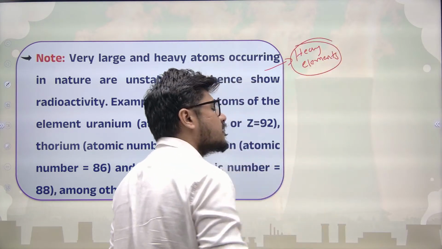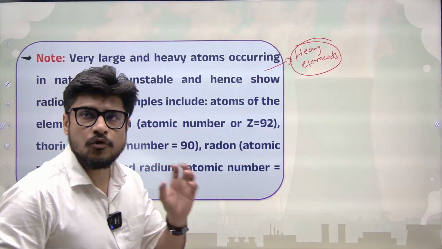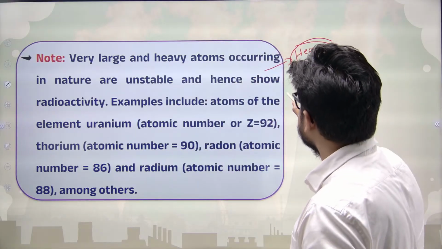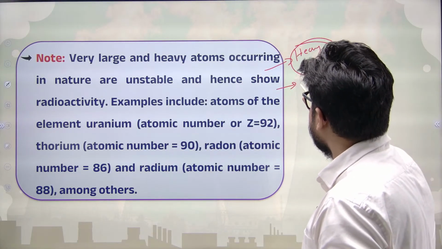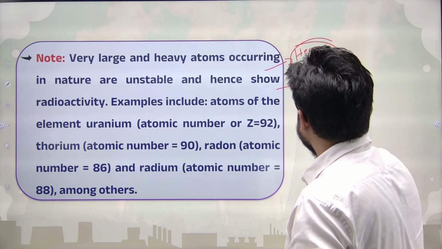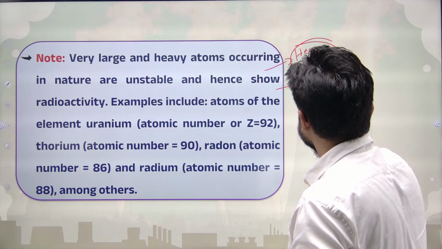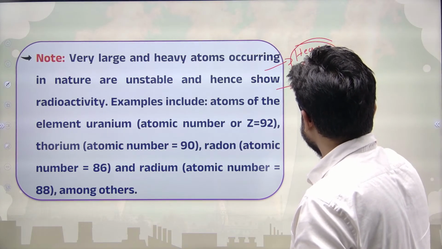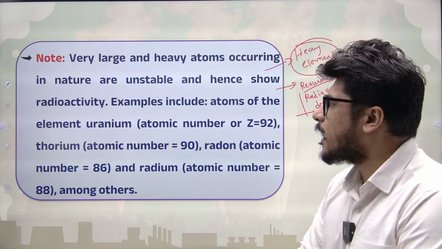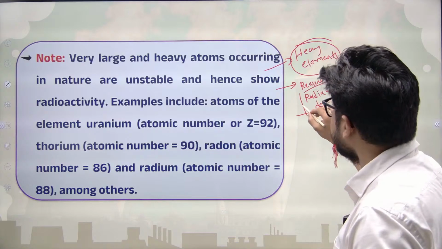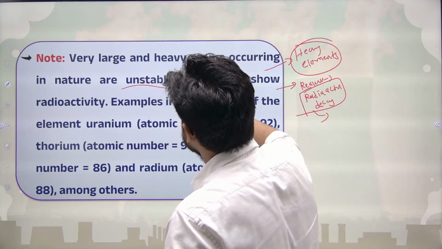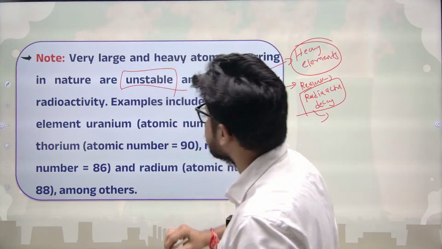What are these heavy elements? Heavy elements like uranium, thorium. These are the heavy elements which continuously release energy, and that's called radioactive decay. Why does this radioactive decay happen? It's because of the unstable nature of these elements.